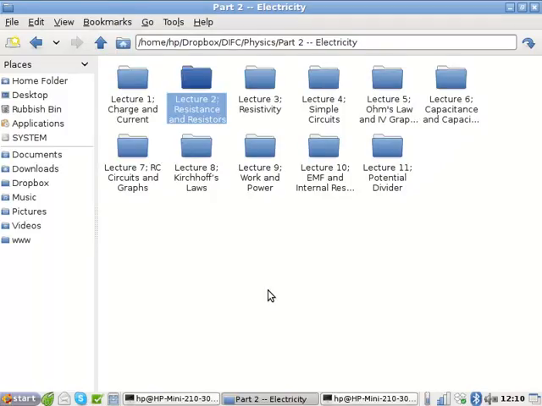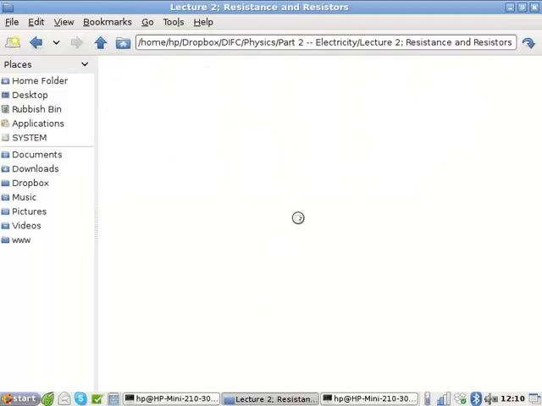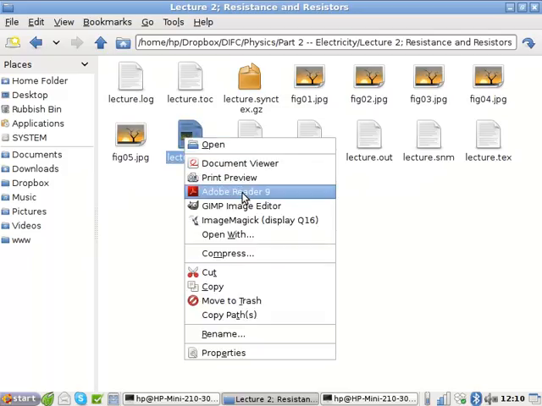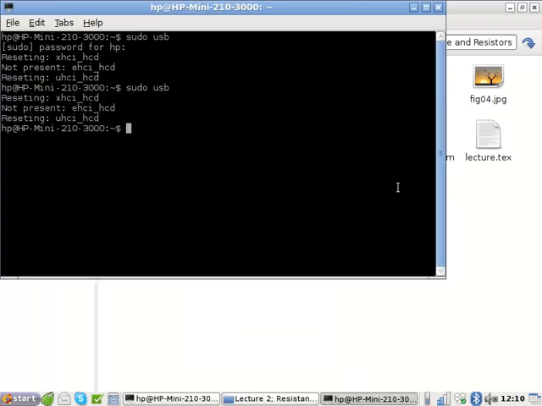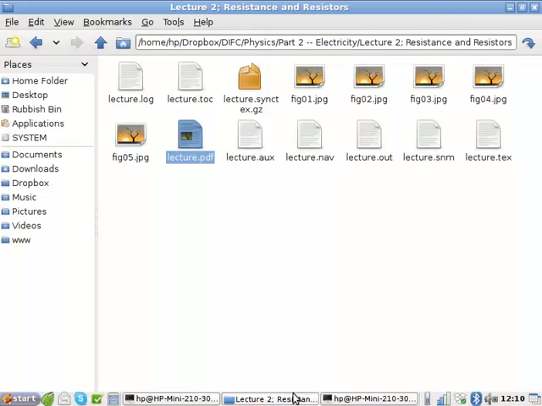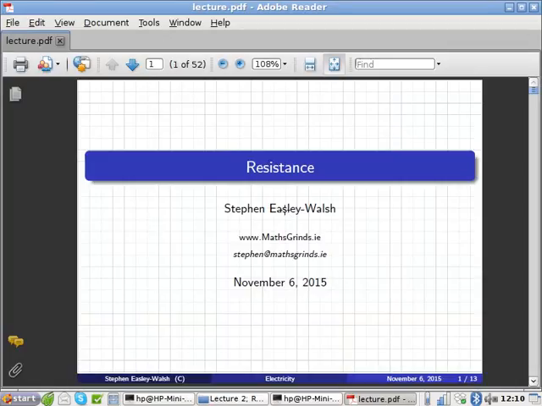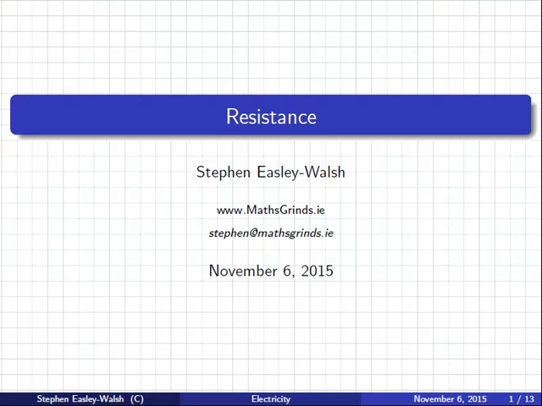Lesson 2, resistance and resistors. Okay, resistance.